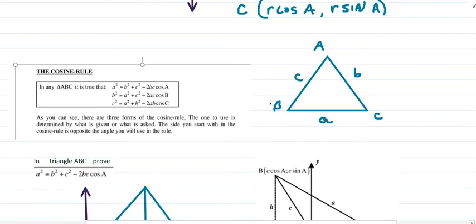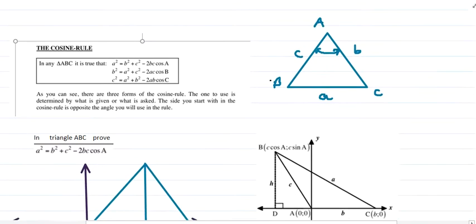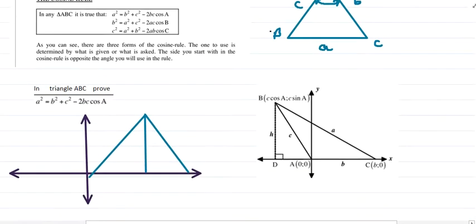So we are stating that a squared is equal to the sum of b squared plus c squared minus 2bc cos of the angle between the two sides, in order to find a. And likewise, if we want to find b, then we use b squared is equal to a squared plus c squared minus 2ac cos of the angle B. So let's look at the proof of this.